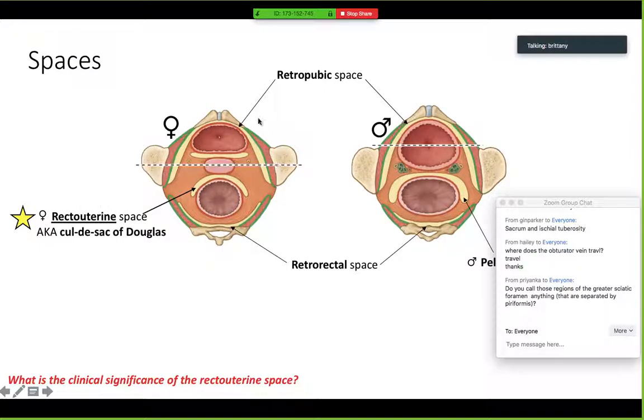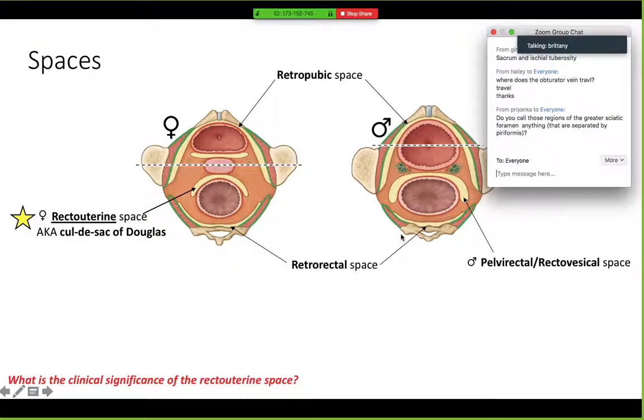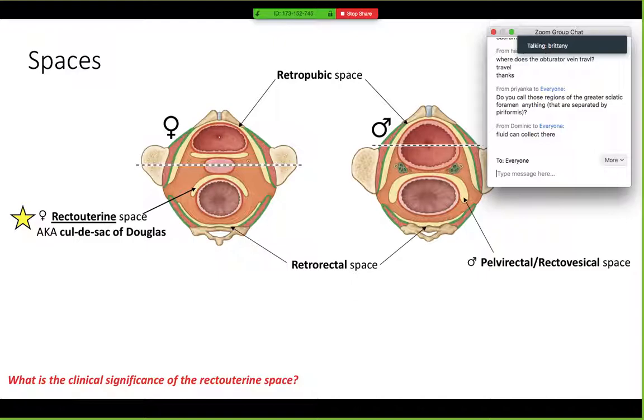All right, so most important on this slide, and I listened to the male and female lecture, and she explicitly said that you will have a question on this, so make sure you know the recto-uterine space. So recto is referring to the rectum, and then uterine referring to the uterus. So between the uterus and the rectum is the recto-uterine space. And why is this clinically significant? Right, fluid can collect there. So this is the one that they're going to ask you about.